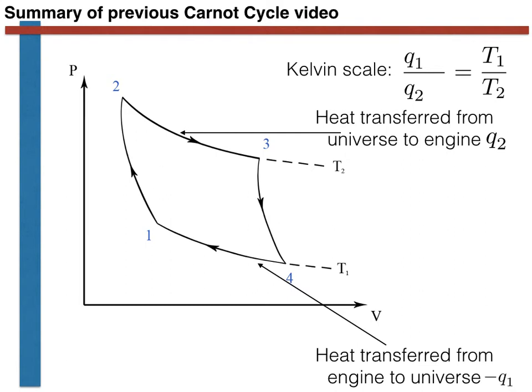We thus define temperature using the Kelvin scale shown in the top left of this slide. This tells us that we can calculate the ratio of the temperature of the cold bath to the hot bath by taking the heat output to the cold bath and dividing it by the heat absorbed from the hot bath.